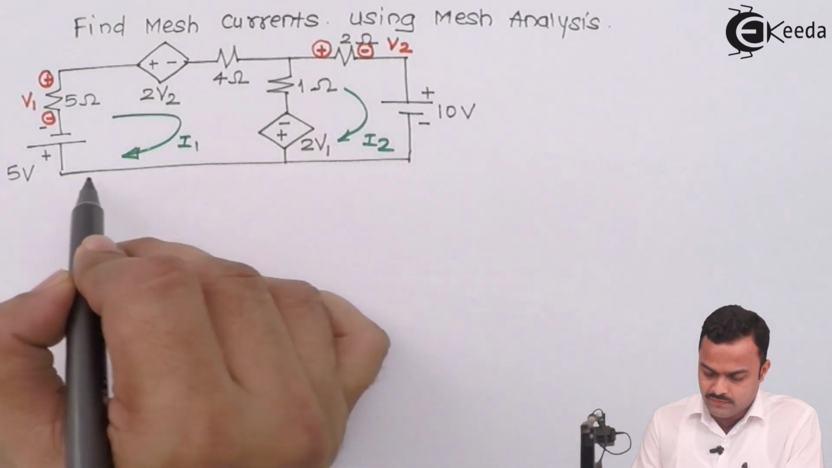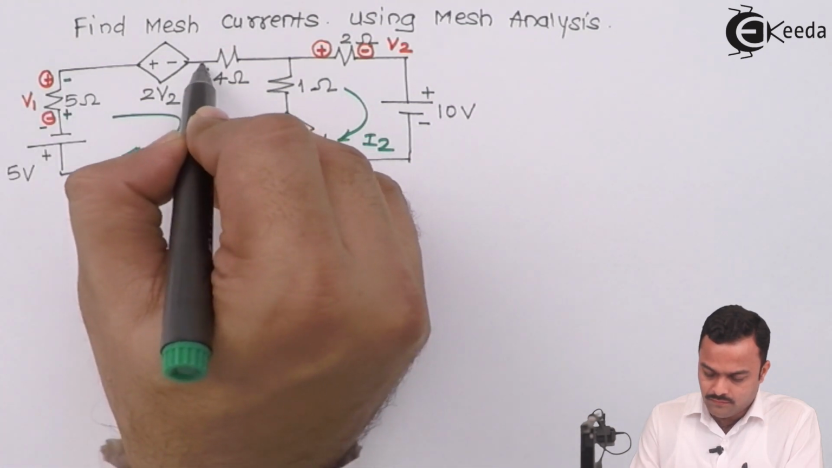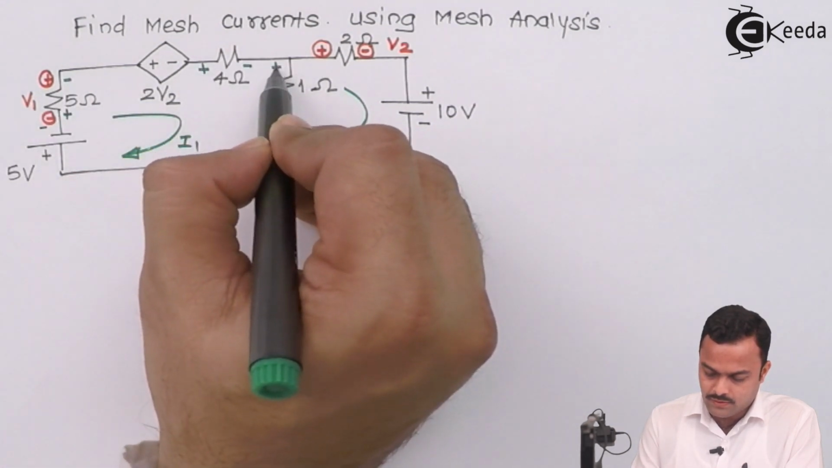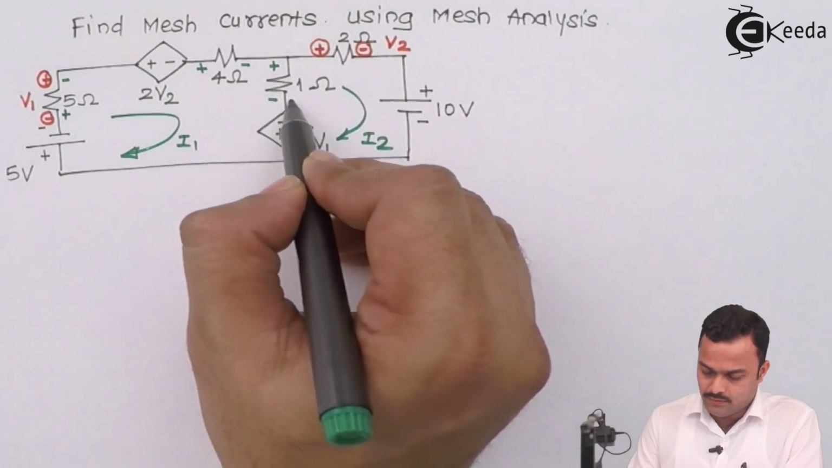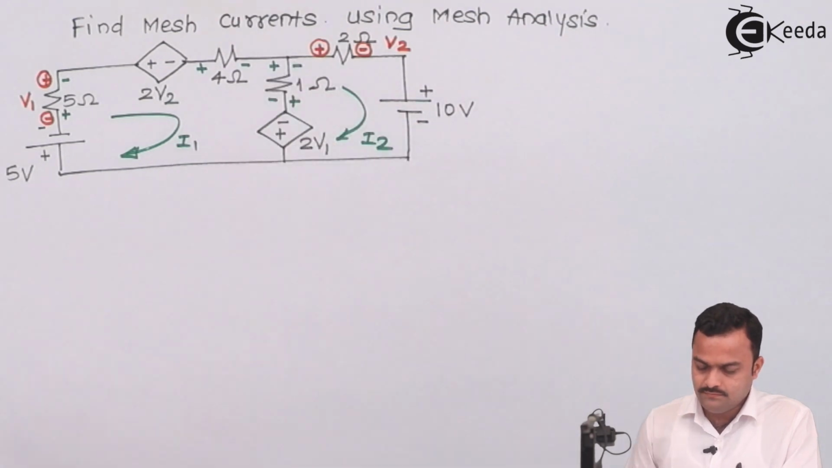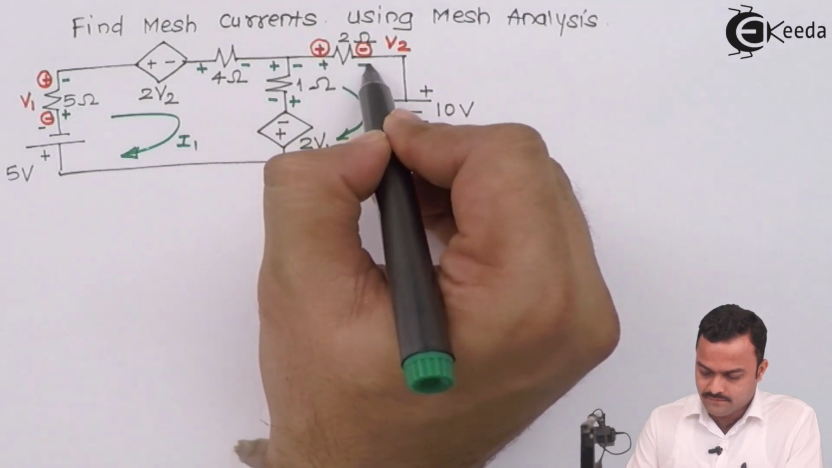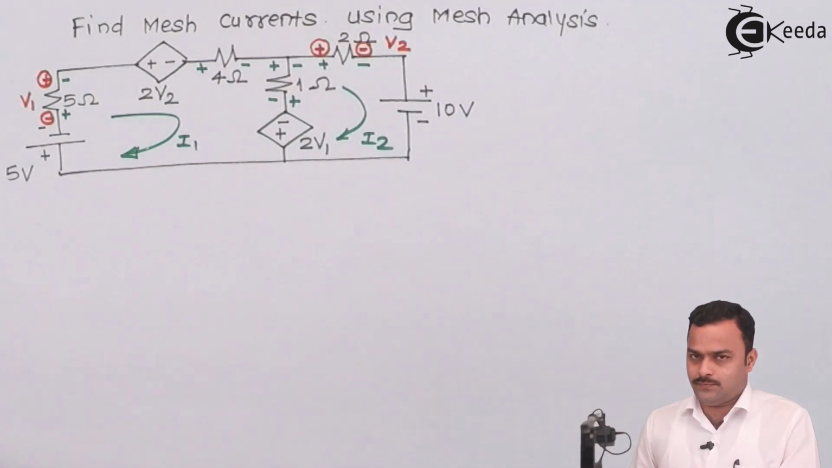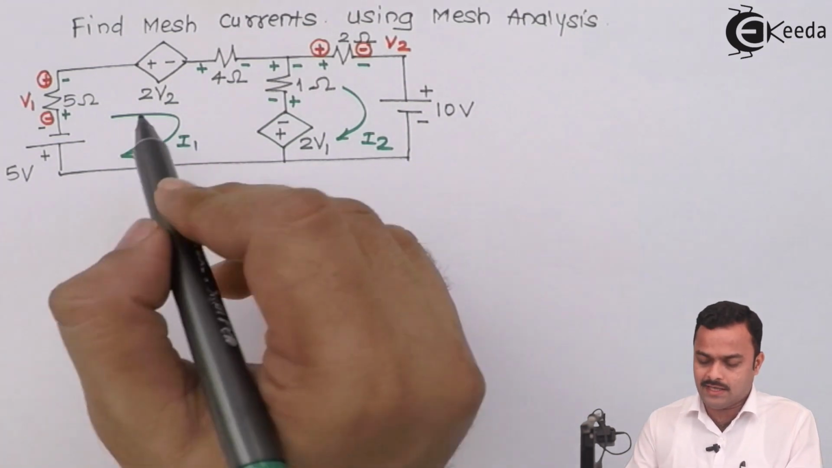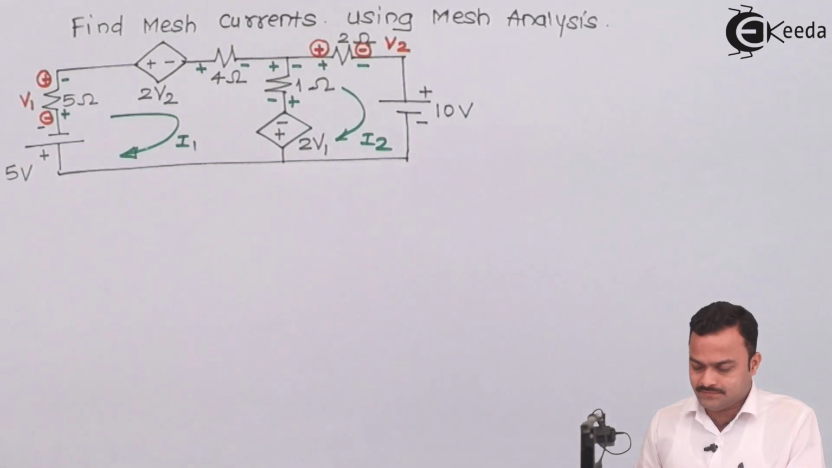Meaning this I1 is flowing through this 5 ohm, developing the polarity plus minus for 4 ohm, plus minus this way for 1 ohm, plus minus and downside, and this I2 will develop the polarity like this. And for this 2 ohm also it is plus minus. So if you see carefully, for this 5 ohm and this 2 ohm, there are two voltage polarities present. One is given by them and the second is developed by our loop currents. So let's see how to tackle this.